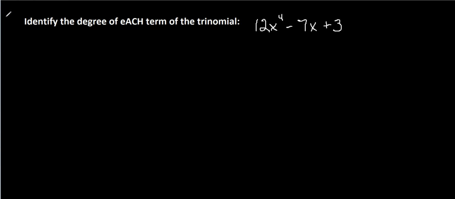Okay, this is example 2. Let me label that. Example 2. It's supposed to be a 2. And we want to identify the degree of each term of the trinomial. What's the degree of 12x to the 4?